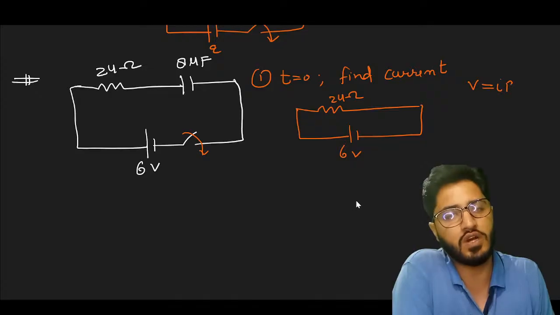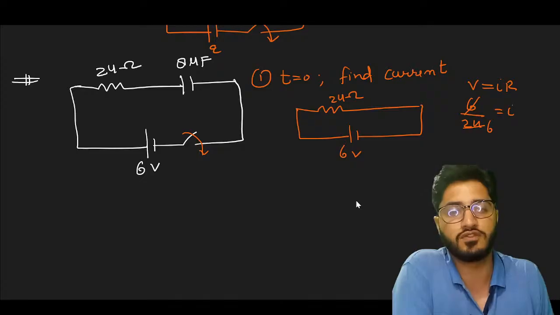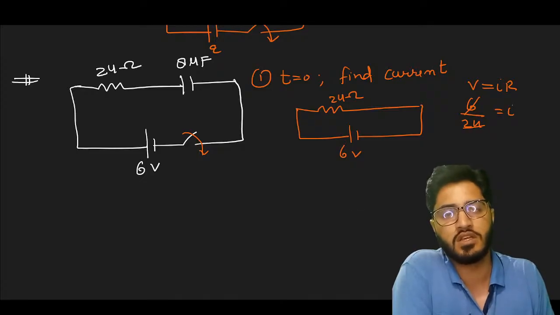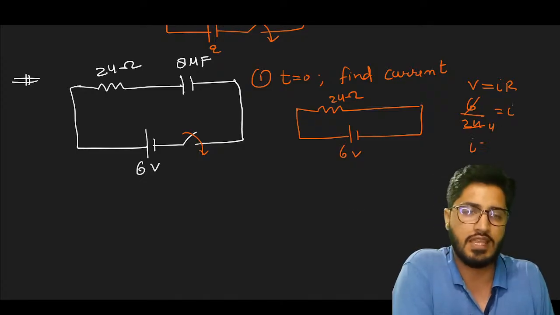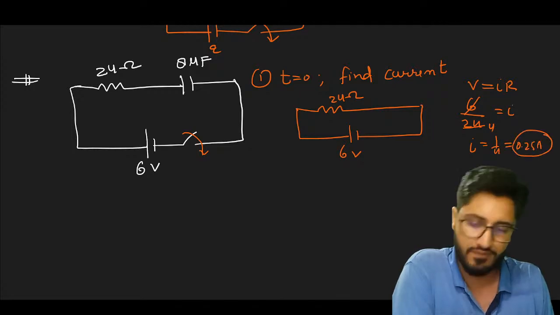Ohm's law. V equals to IR. V is 6, R is 24. So I equals 6 by 24, which is 1/4. That means 0.25 ampere. Easy.